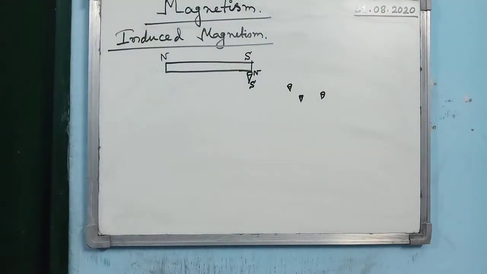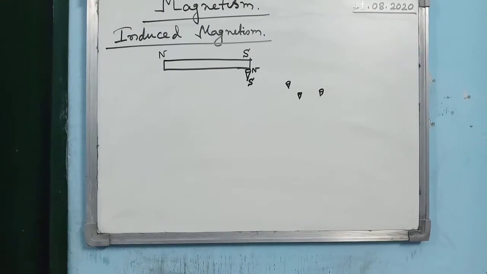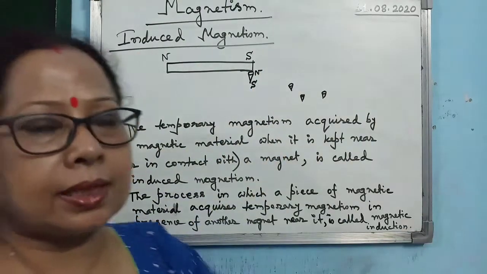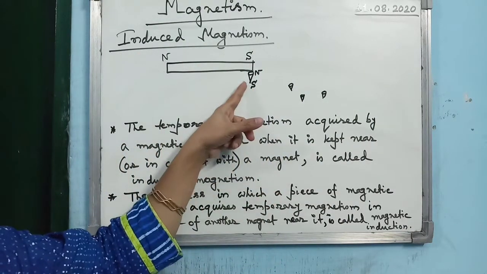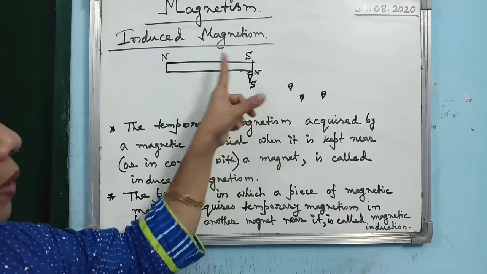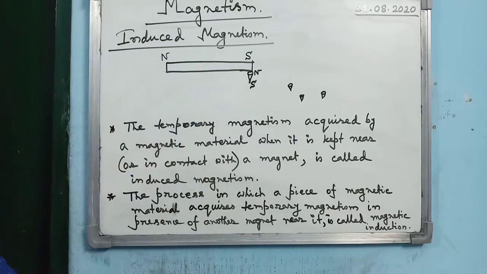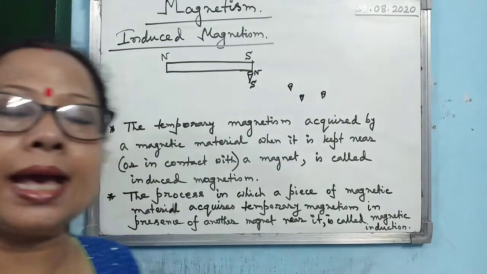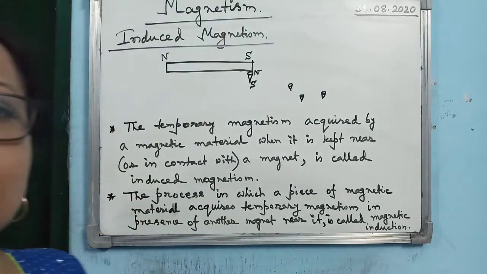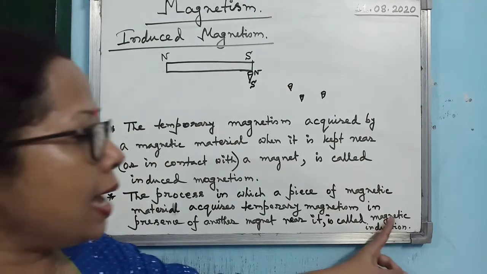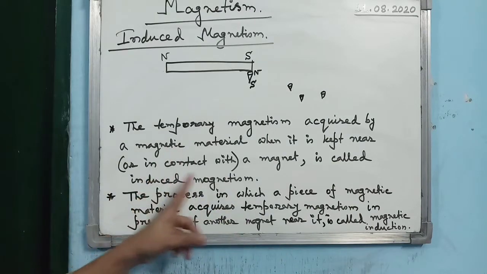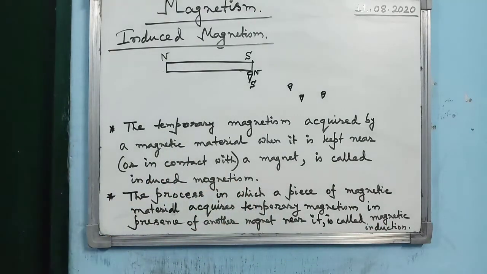So how do you write what is induced? What is induced magnetism? The temporary magnetism acquired by a magnetic material when it is kept near a magnet or in contact with a magnet is known as induced magnetism. And the process by which induced magnetism is acquired is known as magnetic induction. So you must learn both the definition of induced magnetism and magnetic induction.